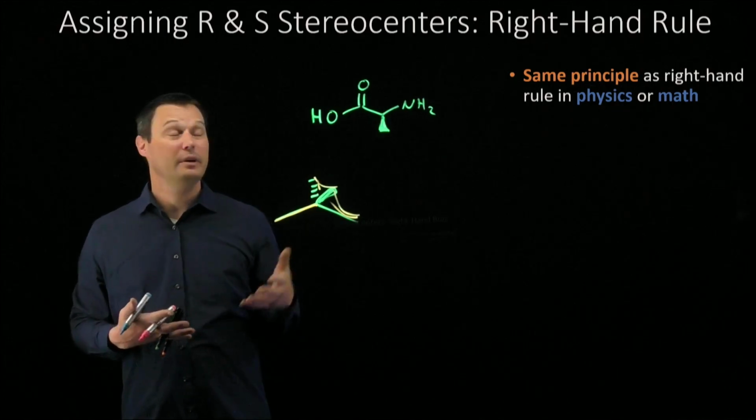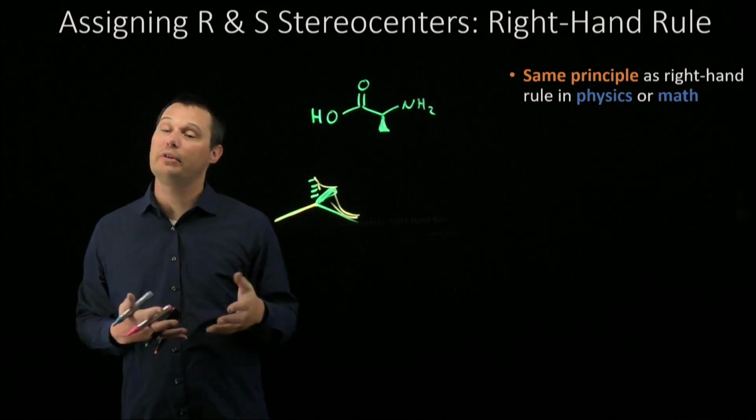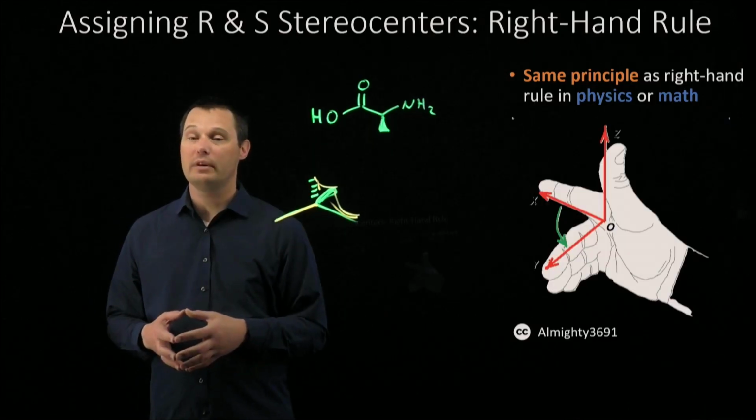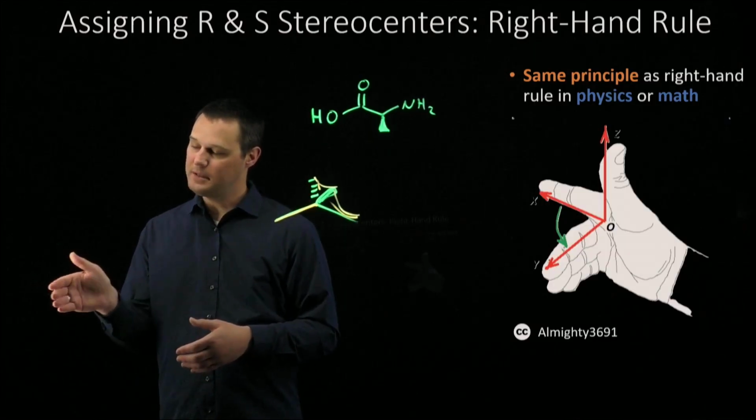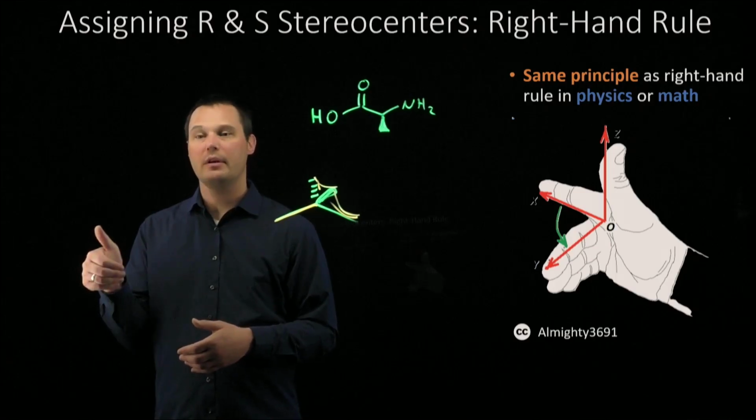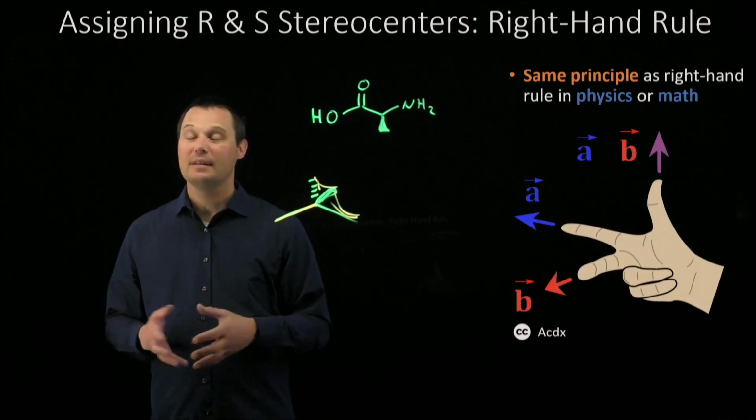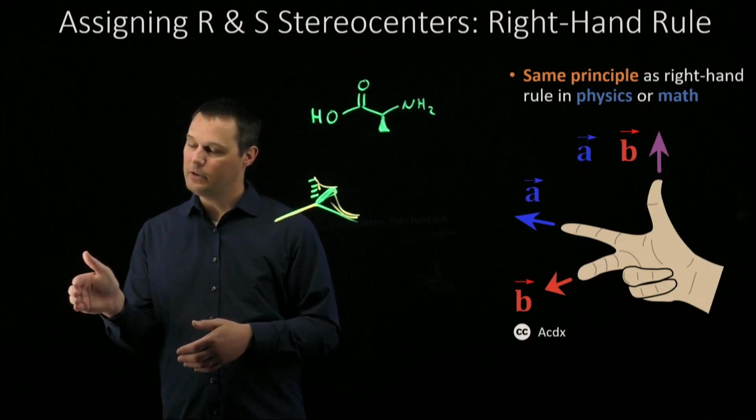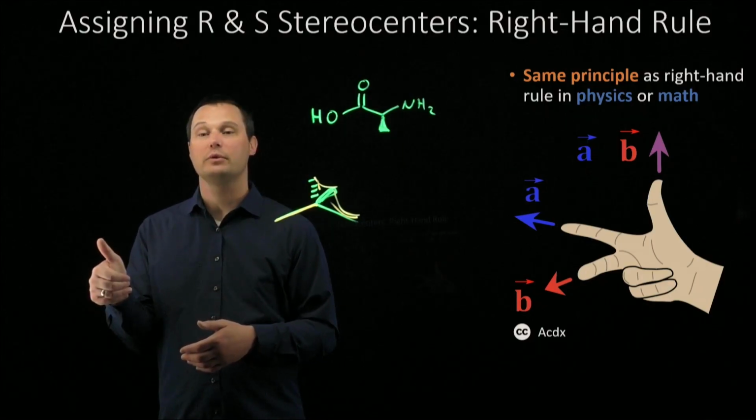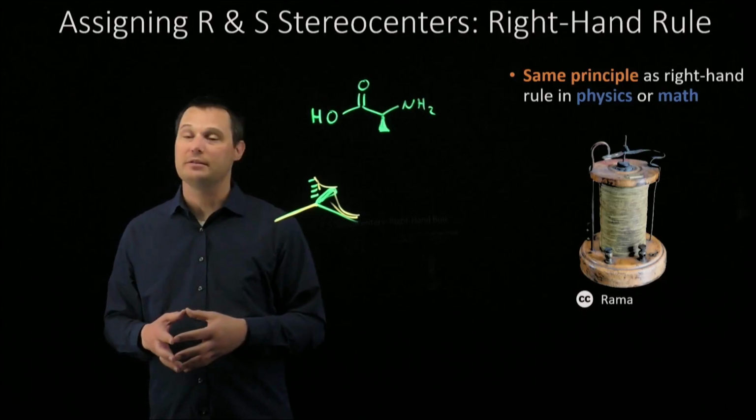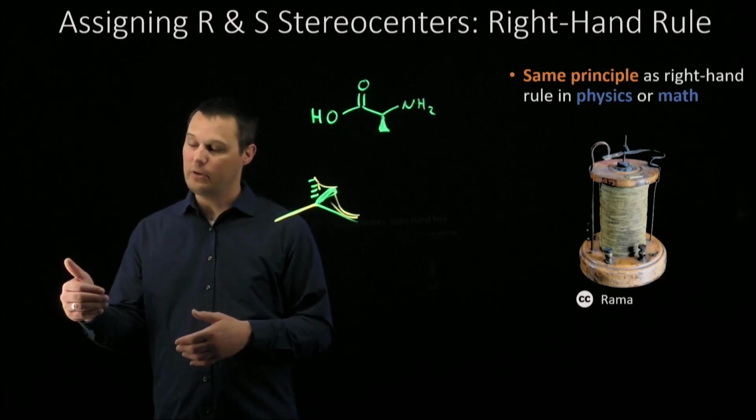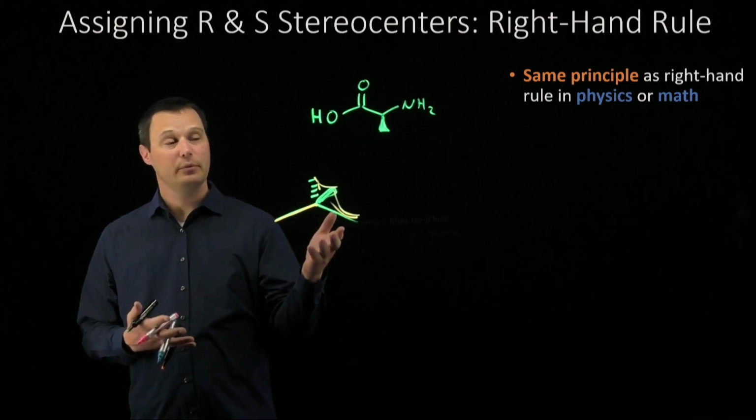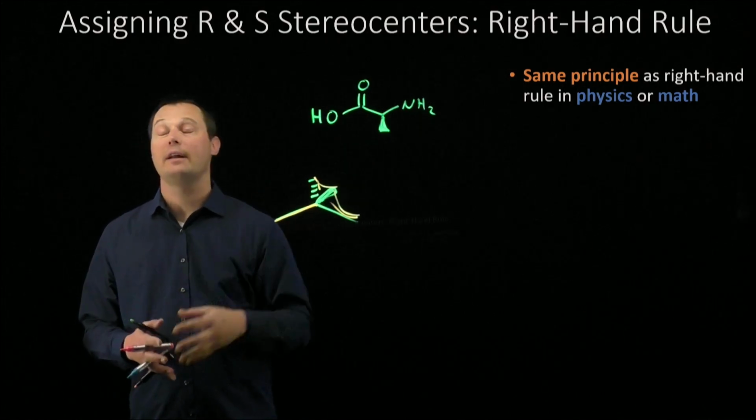We call it the right-hand rule because it shares the same principle as the right-hand rule that you may have seen in physics or math. For example, the x, y, and z axis in a 3-dimensional coordinate system. If you curl your right hand from the positive x-axis to the positive y-axis, your thumb points in the direction of the positive z-axis. Same thing in vector math when you take a cross product. If you curl your right hand from the a vector to the v vector, the cross product points towards your thumb. And the same thing with the principle of electromagnetism. If you curl your hand in the direction of current around a coiled wire, your thumb points in the direction of the magnetic field. We're going to use that same principle with our inverted umbrella to assign R/S stereochemistry.